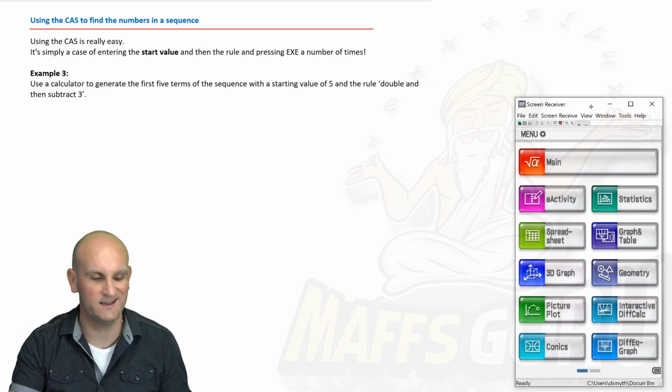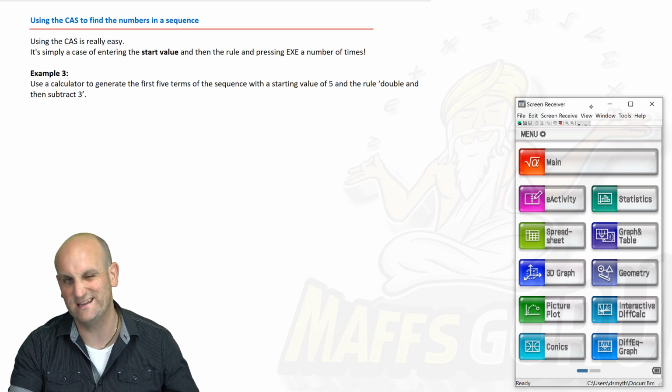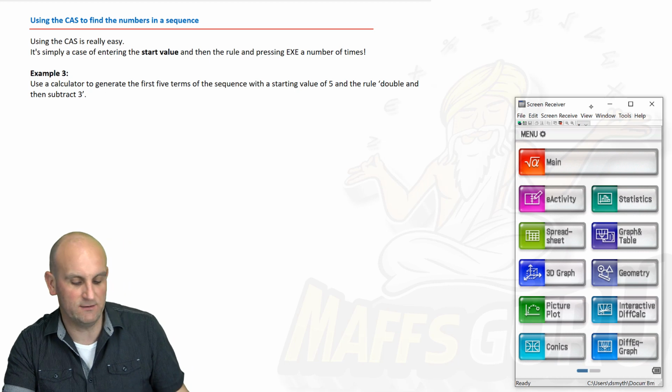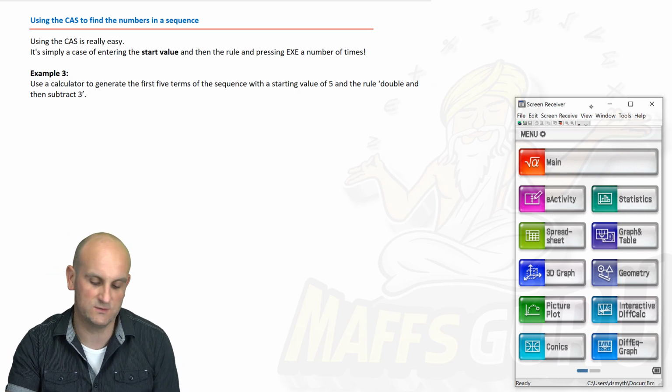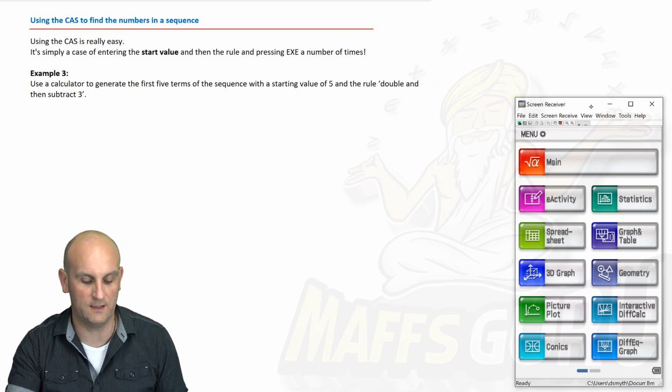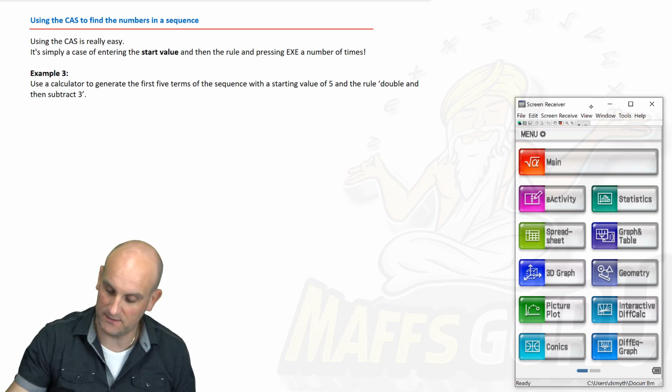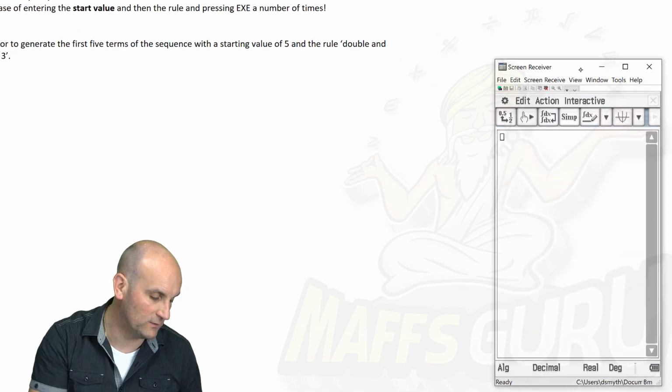If you're using a different calculator, don't worry. The rules, or the processes, are fairly similar. But we're going to use a calculator to generate the first 5 terms of the sequence with a starting value of 5 and the rule double and subtract 3. Okie dokie. So the first thing I'm going to do is get my stylus and hit main so that it works.